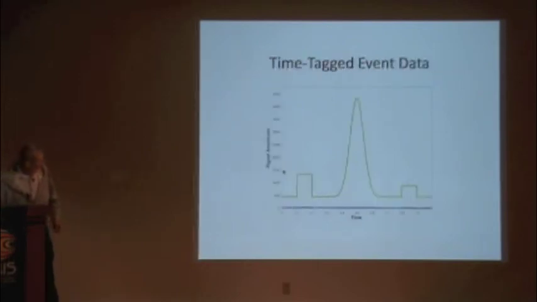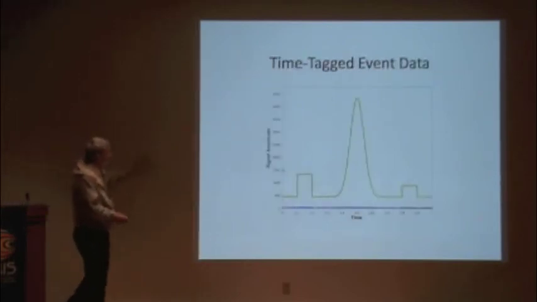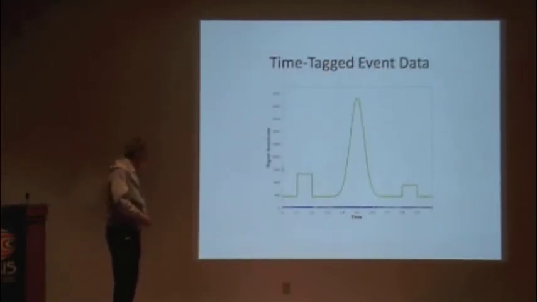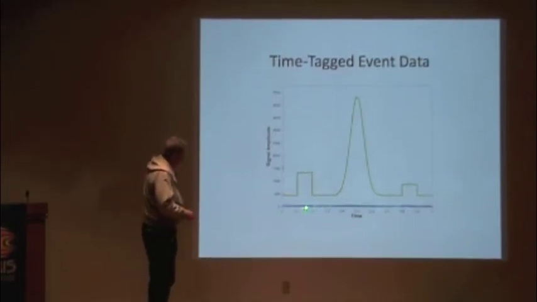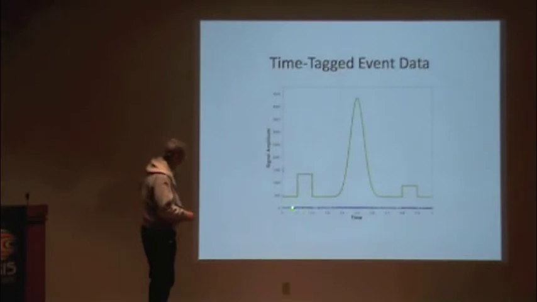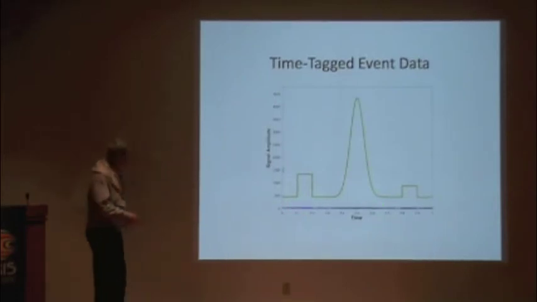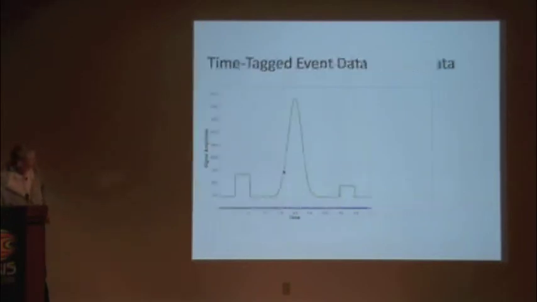And event data would be a set of photons drawn from this probability distribution. And of course, you have the usual problem with how do you display the data. Here's a tick mark at each of the photons. It doesn't tell you much to your eye. So what else can you do?